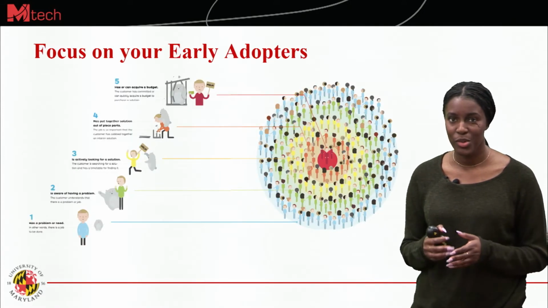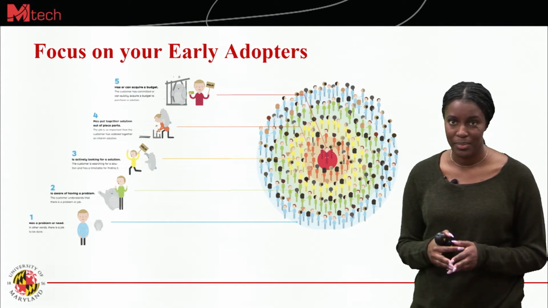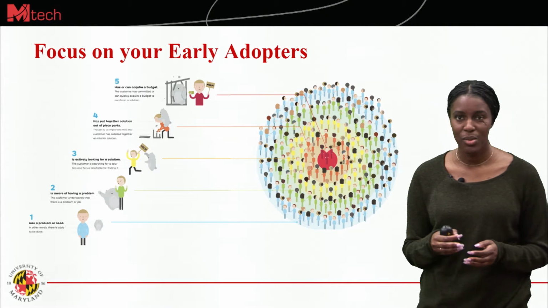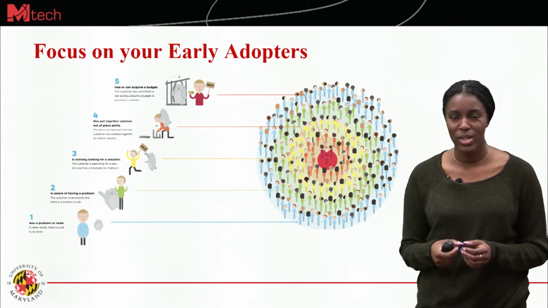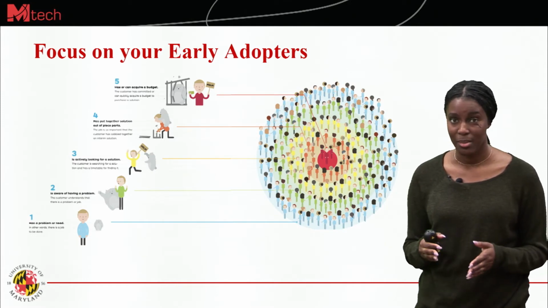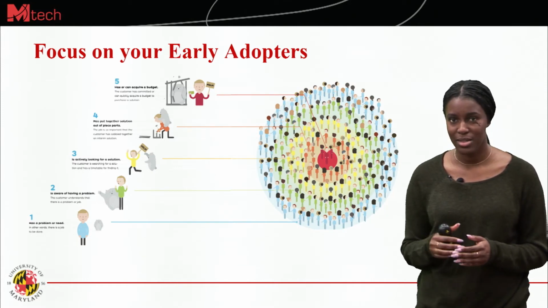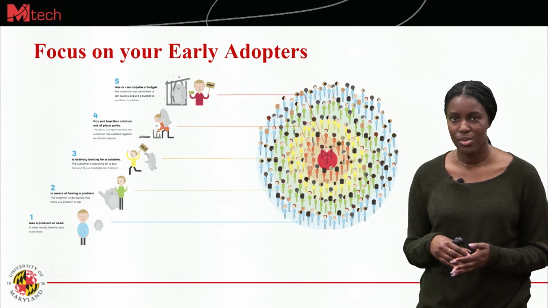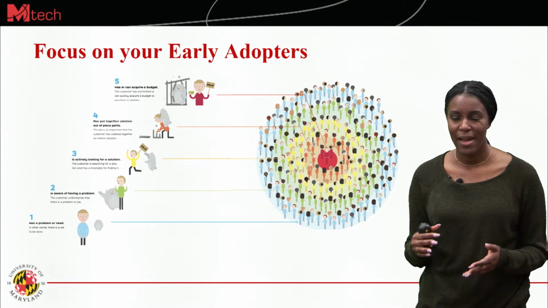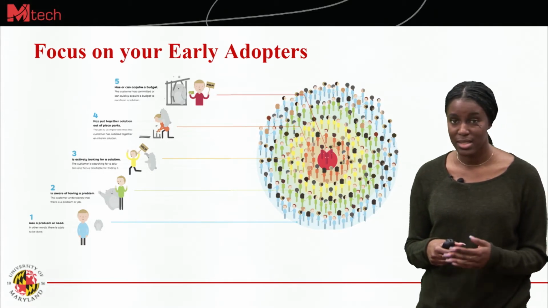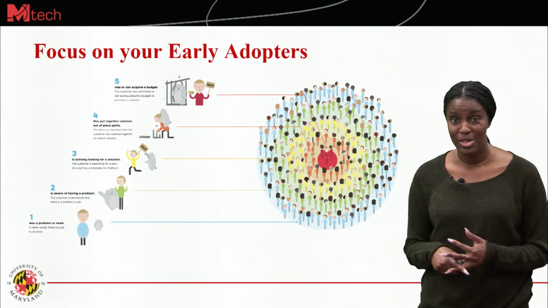Now, how do you focus on an early adopter? Well, you first have to figure out how to identify them. So where you want to start is understanding what your problem space is. So what exactly are you solving for? Now, once you've set that up, then it's important to ask yourself a series of questions. Are the people that you're talking to, do they have that problem in the first place? So that's step 1.